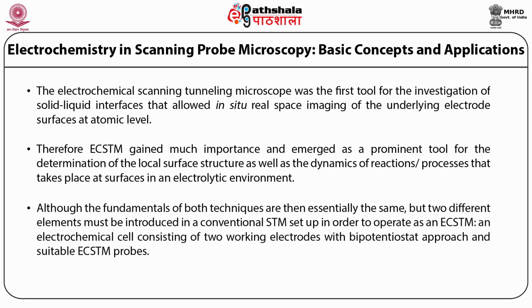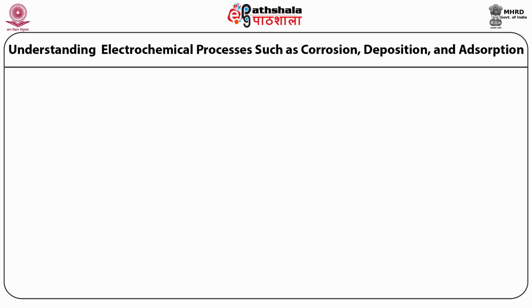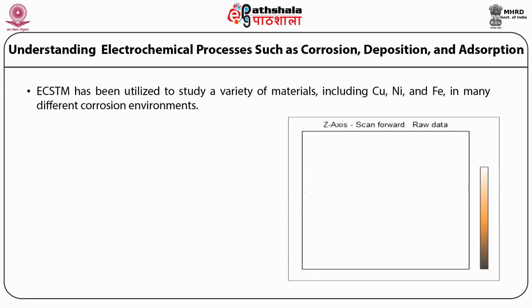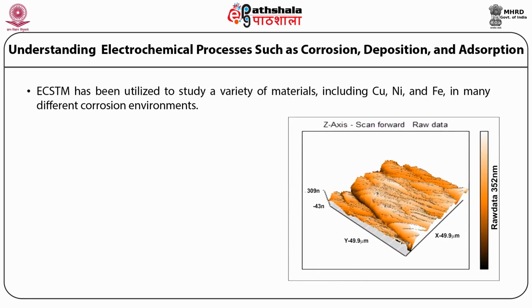Although the fundamentals of both techniques are essentially the same, two different elements must be introduced in a conventional STM setup in order to operate as an ECSTM, that is, the electrochemical scanning tunneling microscope. An electrochemical cell consisting of two working electrodes with a bipotentiostat and suitable ECSTM probes are the ones put to use. Understanding electrochemical processes such as corrosion, deposition, and adsorption: when we talk of deposition, it could be the deposition of metals or any other organic or inorganic material. Electrochemical scanning tunneling microscopy has been utilized to study a variety of materials including copper, nickel, and iron in many different corrosion environments.